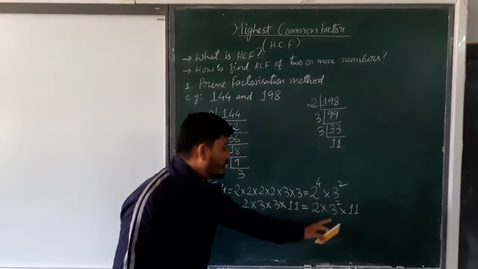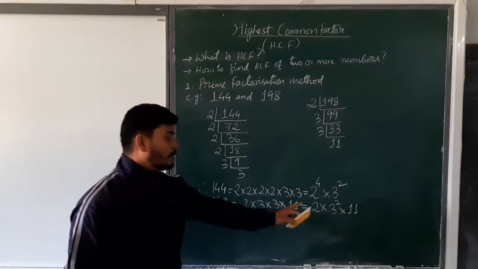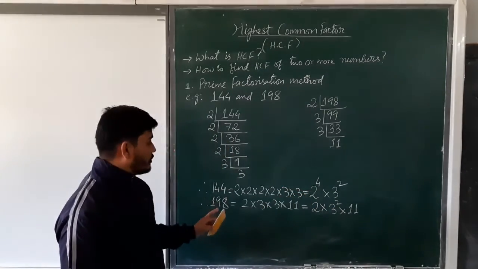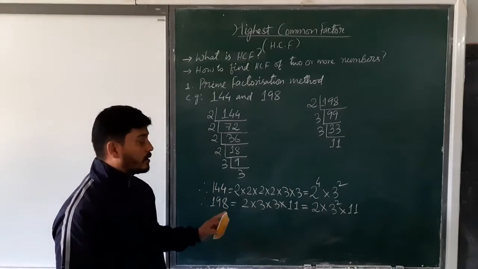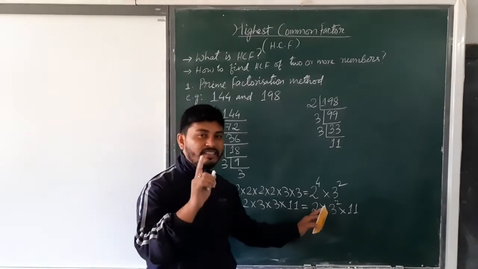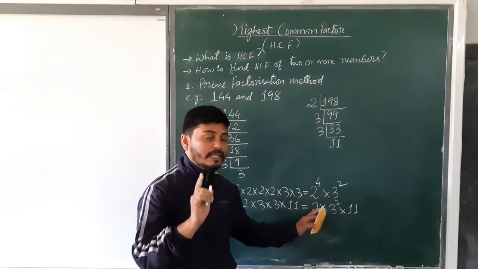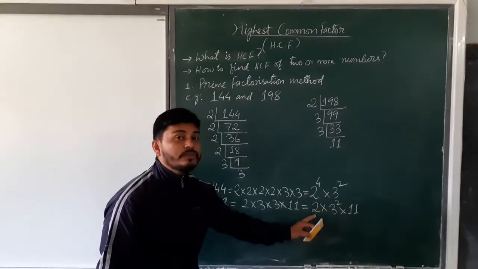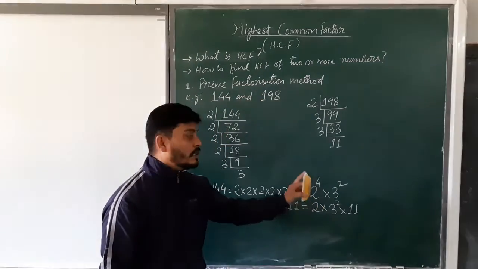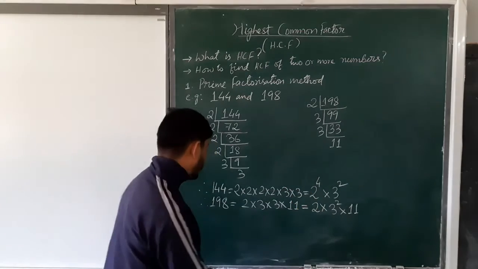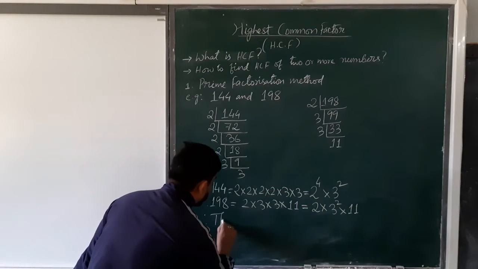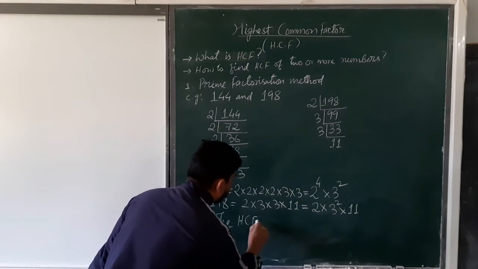Now from this we have to find out the HCF of these two numbers using the least power of the common factors. So first of all you have to check which factors are the common factors, and accordingly you can find the HCF.